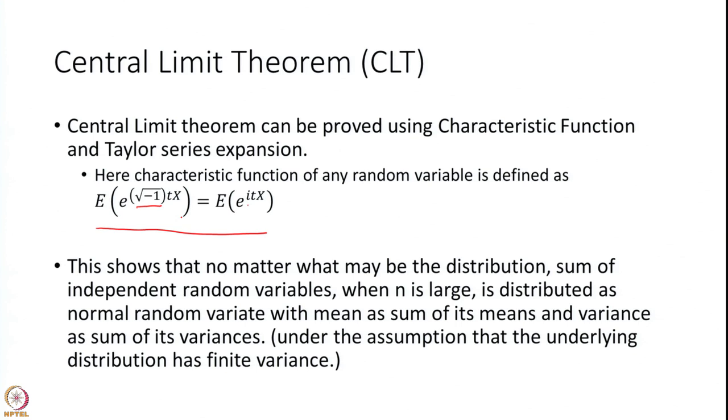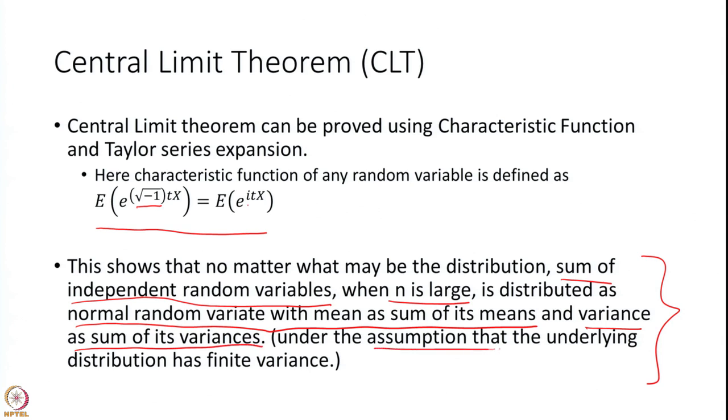So, here it is repeated again that no matter what the original distribution of the random variable may be, the sum of independent random variables when n is large is distributed as a normal random variate with mean as the sum of its means and variance as the sum of its variances, with only one assumption: that the underlying distribution has a finite variance.